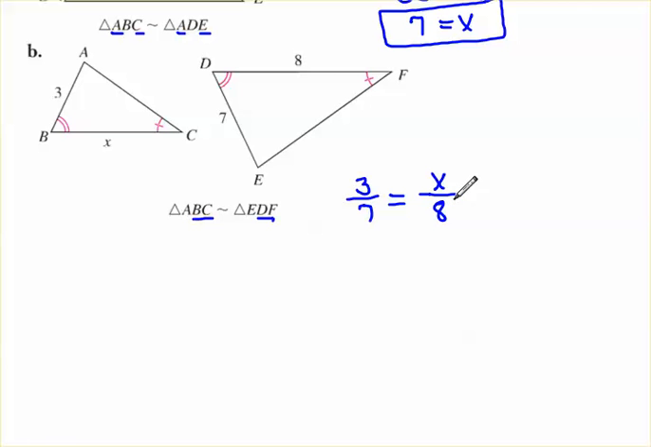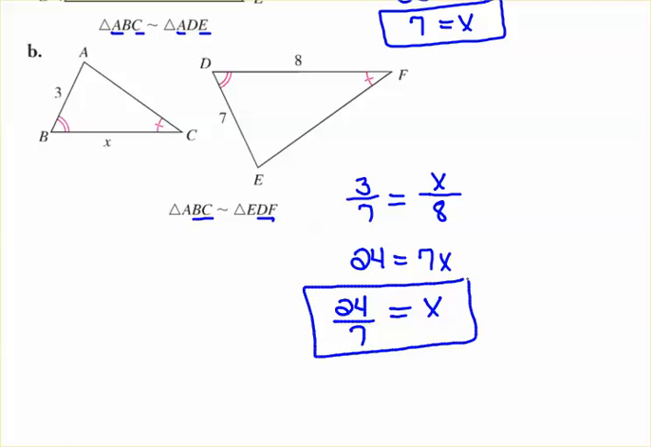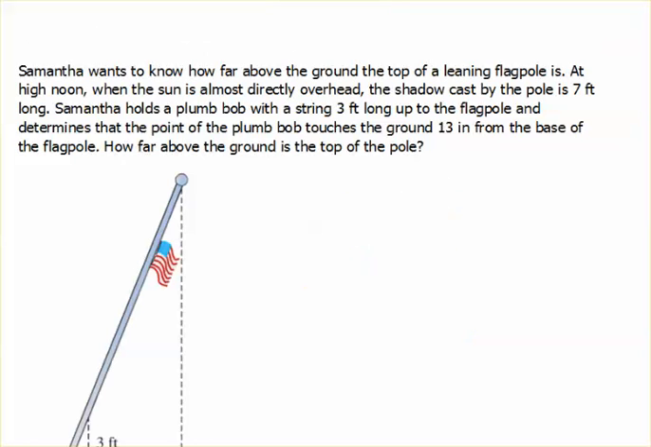So if I cross multiply, 3 times 8 would be 24, equals 7 times x is 7x, and then dividing both sides by 7, we get x equals 24 over 7. And that is okay. Remember, fractions are just fine. We don't have to worry about that. Everything can be fractions, and that's just fine.